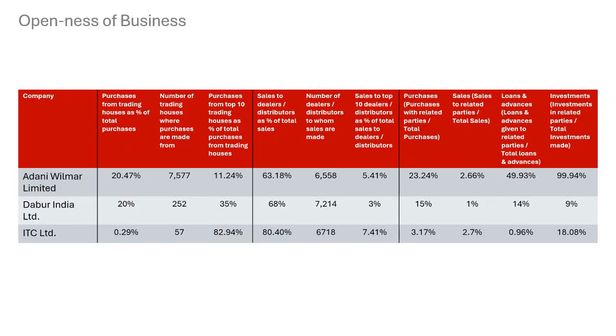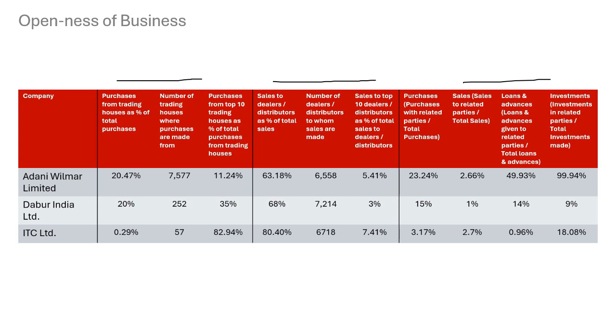Let's take an example of large conglomerates in FMCG businesses having multiple suppliers and distributors working for them. They also have many related parties in the form of subsidiaries and joint ventures. This disclosure on openness of business has three sections. The first section is with respect to purchases from traders and their concentration. The second section relates to distributors and their concentration. And the third section relates to the related parties.